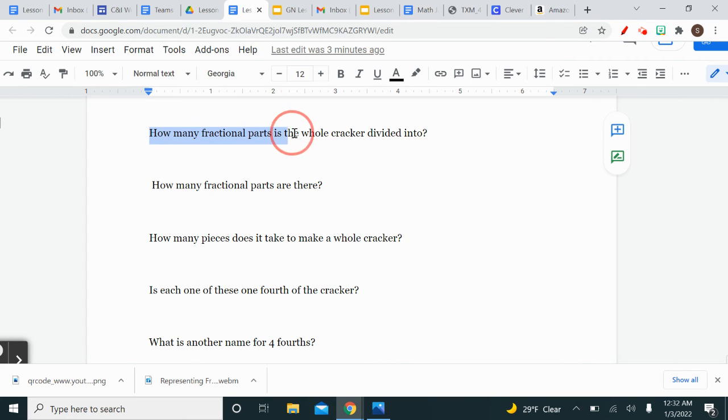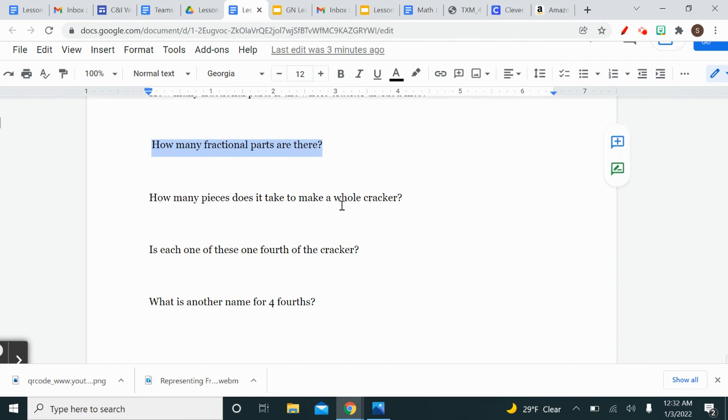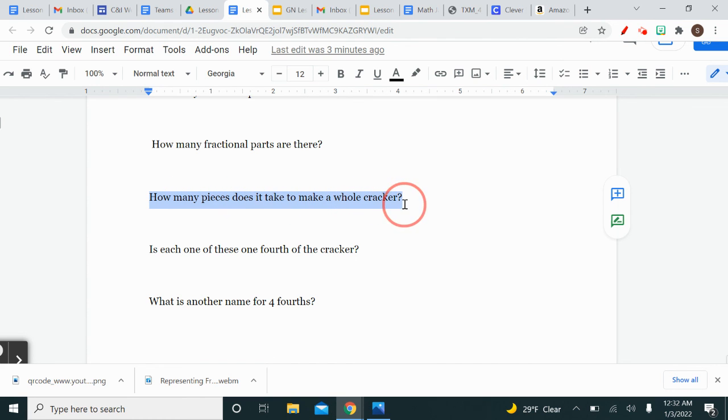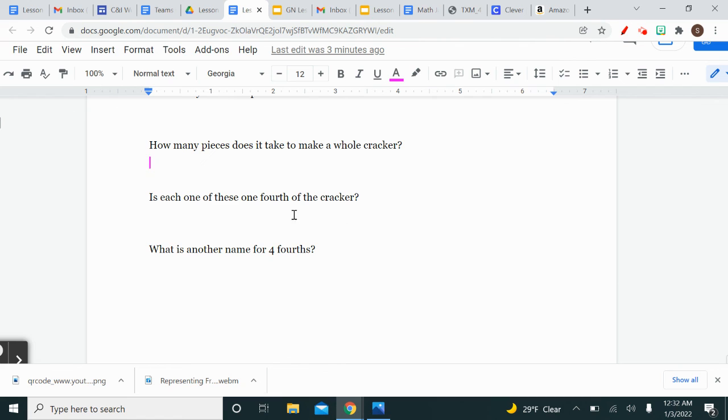How many fractional parts is the whole cracker divided into? How many fractional parts are there? How many pieces does it take to make a whole cracker? Is one of these 1/4 of the cracker? What is another name for 4/4?